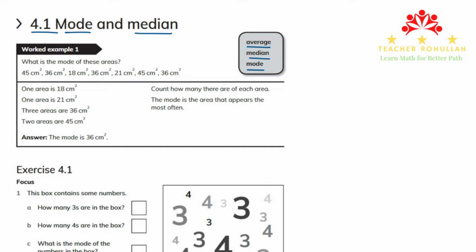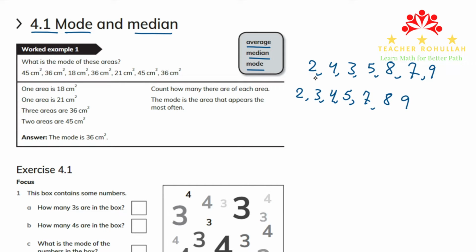Average is the central or the typical value in a data set. Average can be median, can be mode, which I will explain here. For example, if you have a data set such as 2, 4, 3, 5, 8, 7, and 9, and we order it from smallest to biggest, we have 2, 3, 4, 5, 7, 8, and 9. Now the number that lies in the center in this data set, which in this case is 5, can be called a median.